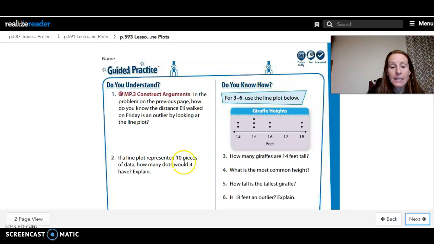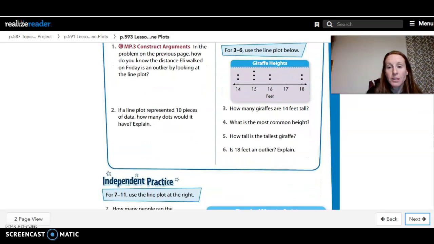If a line plot represented 10 pieces of data, how many dots would it have? It would have 10, exactly. You can't leave any of the data off the line plot. So 10 pieces of data, 10 dots to represent every single piece of that data. Okay, looking at 3 through 6.